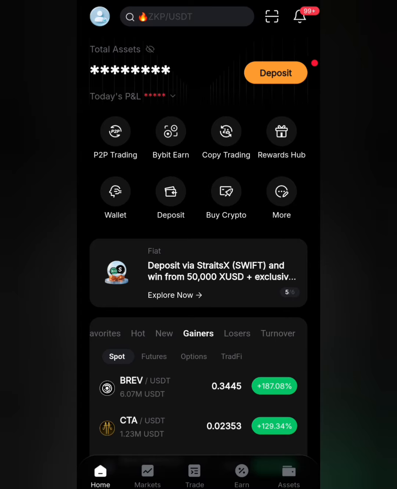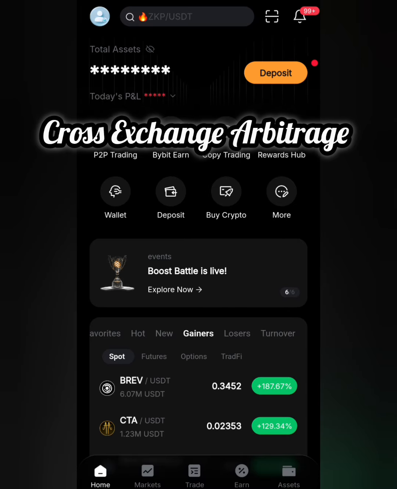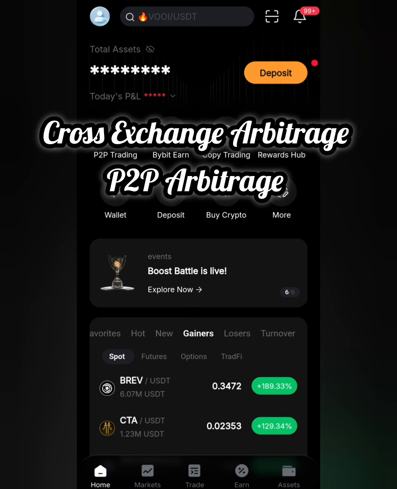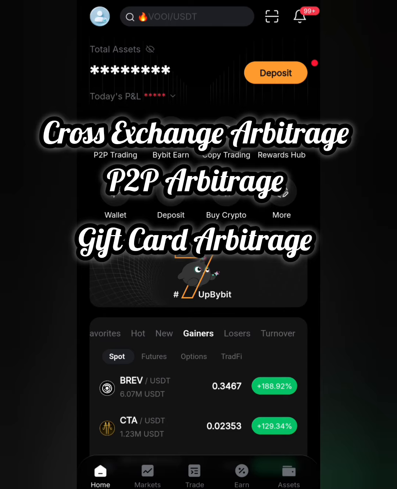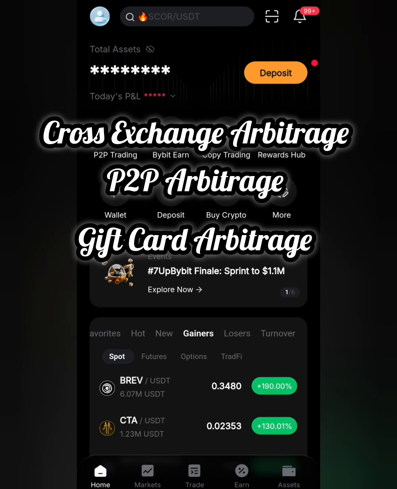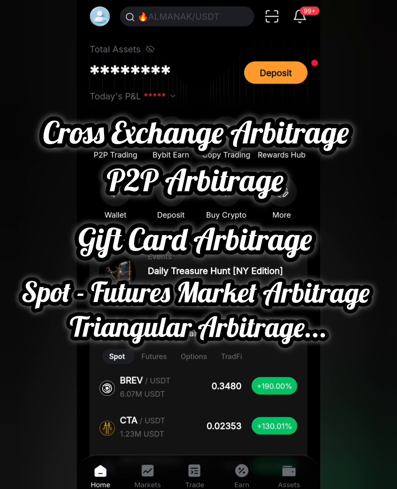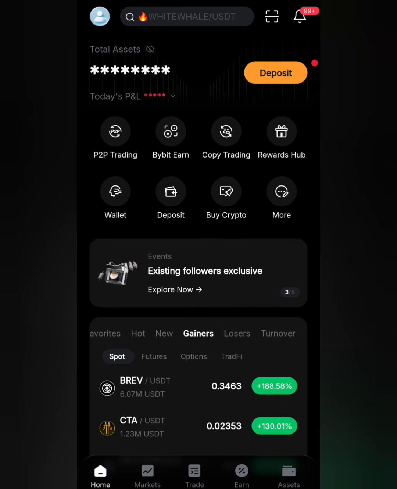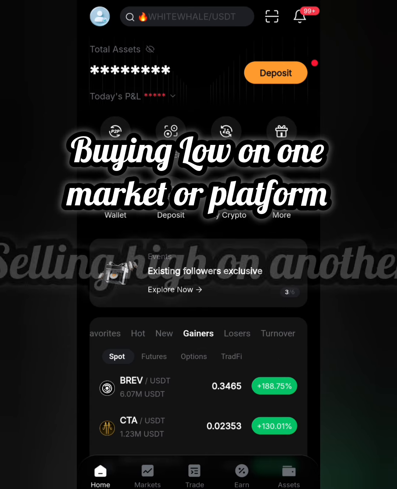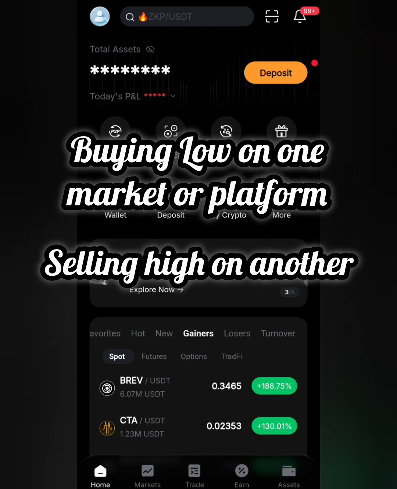We have a lot of different types of arbitrage. We have the cross exchange, we have the P2P. There was the gift card arbitrage, which was much more popular about 2 years ago. I'm not sure about now, but back then it was very profitable. And there's also the futures to spot trading arbitrage. So it all boils down to you buying low on one market and selling high on another market to actually lock in a little or more profit margin while doing that.